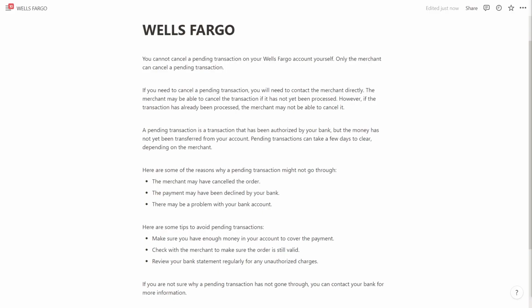And here are some tips to avoid pending transactions. Make sure you have enough money in your account to cover the payment. Check with the merchant to make sure the order is still valid. And review your bank statements regularly for any unauthorised charges. If you're not sure why a pending transaction has not gone through, you can contact your bank for more information.